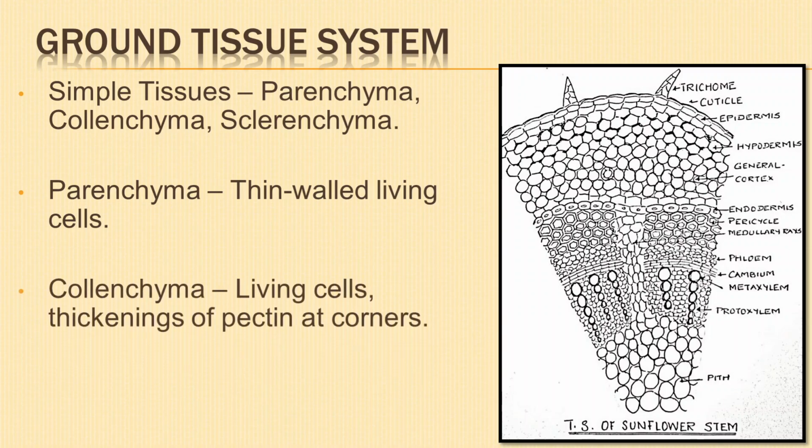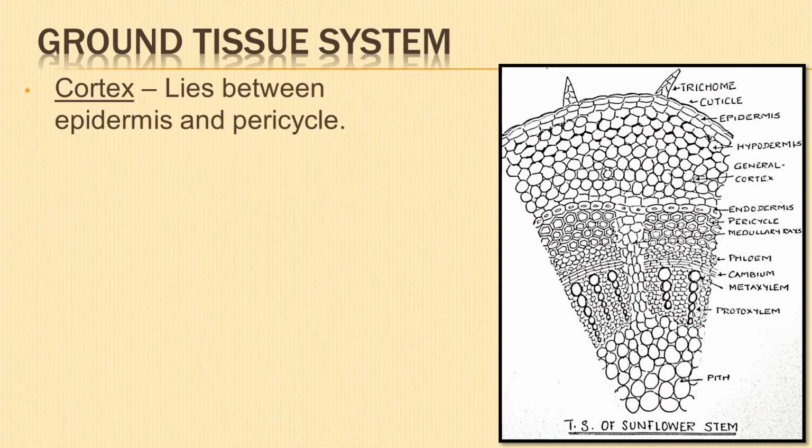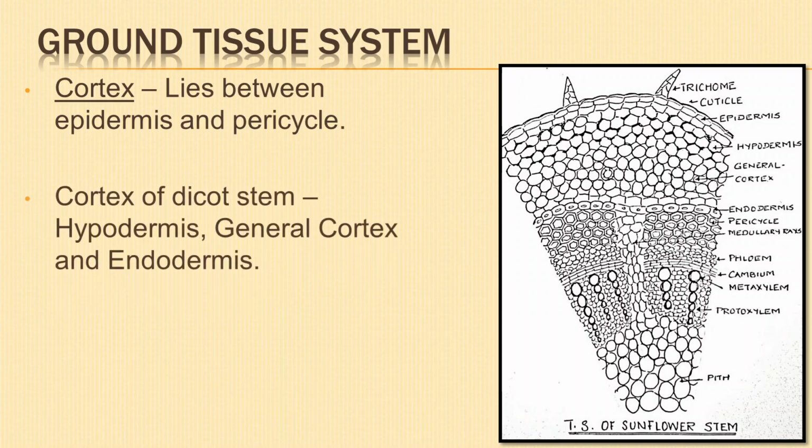Collenchyma cells are also living cells with thickenings of pectin present at the corners, which give extra mechanical and structural support to the plant. Sclerenchyma are thick, lignified, dead cells whose main function is to give structural support. Ground tissue called the cortex lies between the epidermis and the pericycle. In dicot stems, it is differentiated into hypodermis, general cortex, and endodermis.